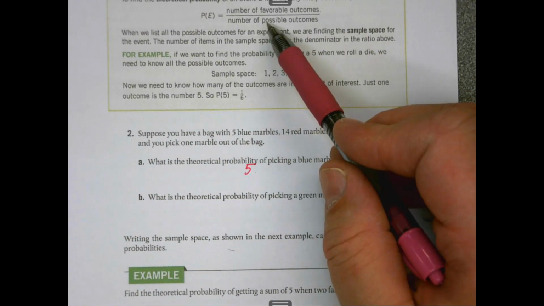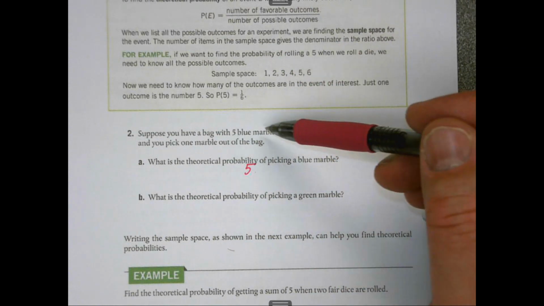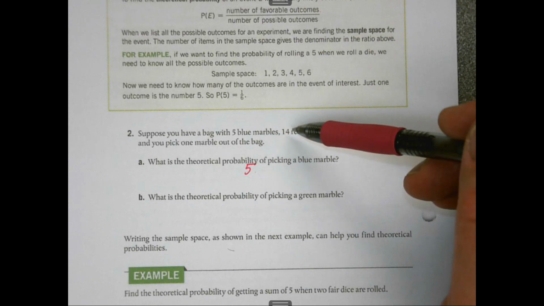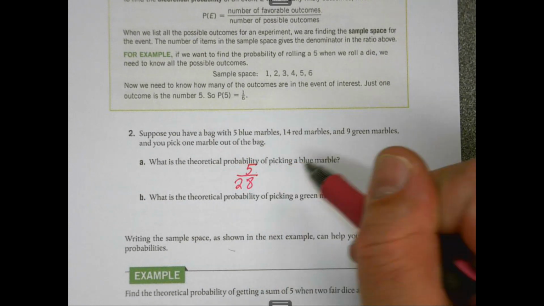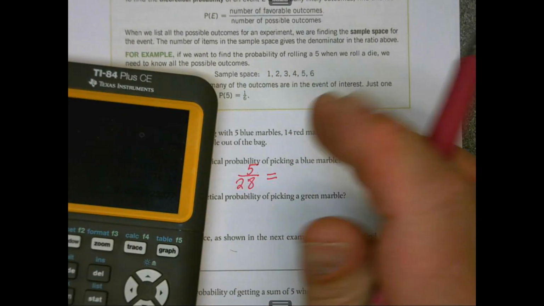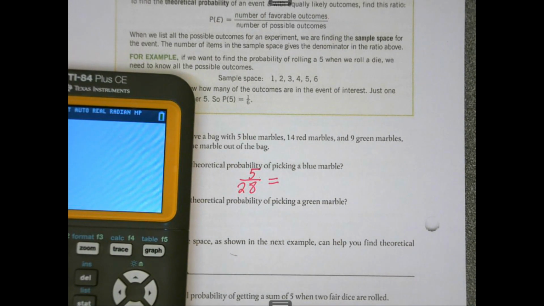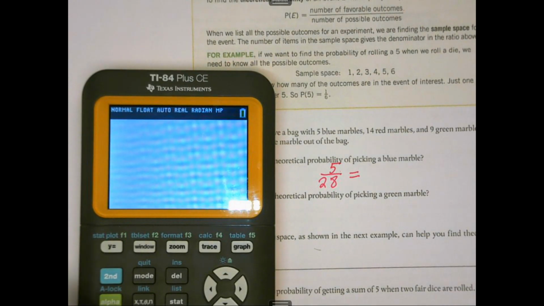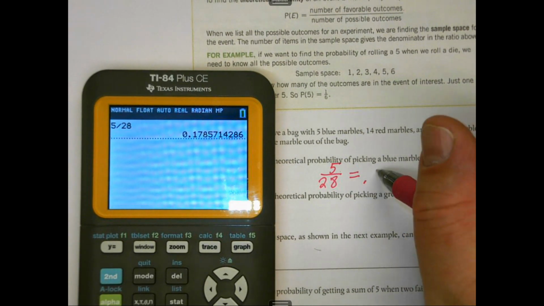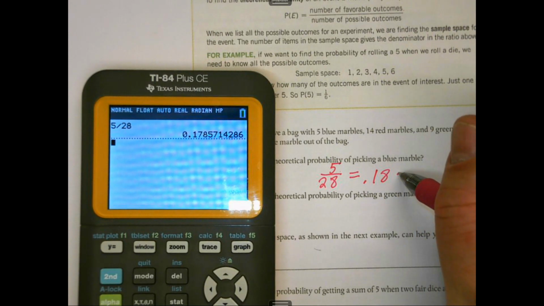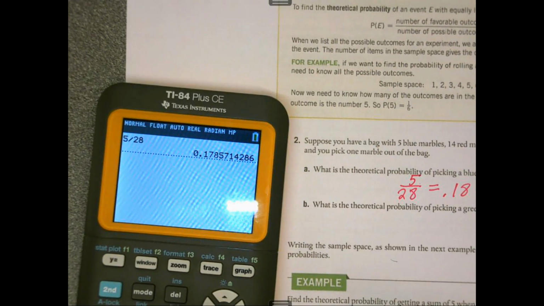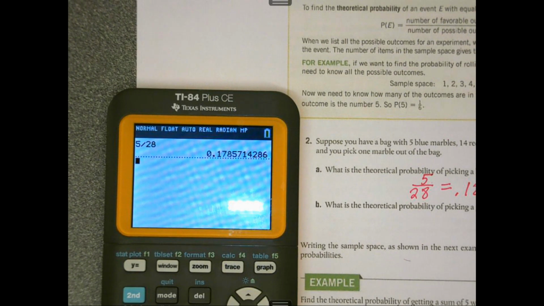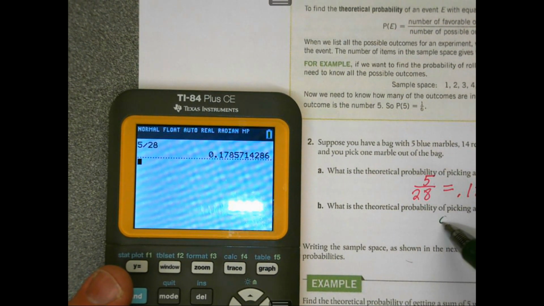And again, I'm going to use percentages because that makes the most sense for me. 5 divided by 28 gives me 0.18 or approximately 18%. What is the theoretical probability of picking a green marble? So green, let's see, I have 9 favorable outcomes out of total outcomes of 28. 9 divided by 28 gives me approximately 0.32 or 32%.